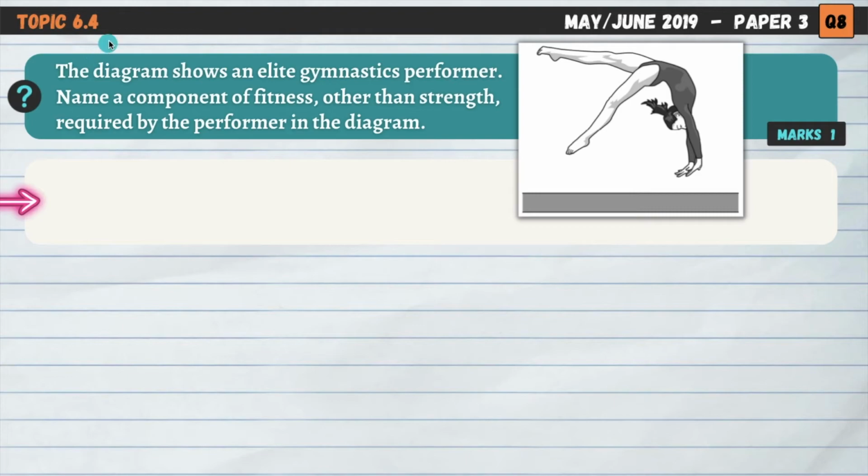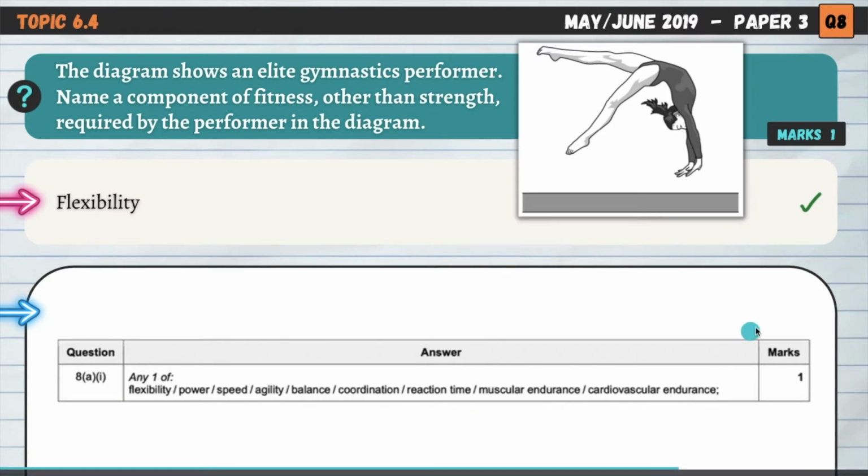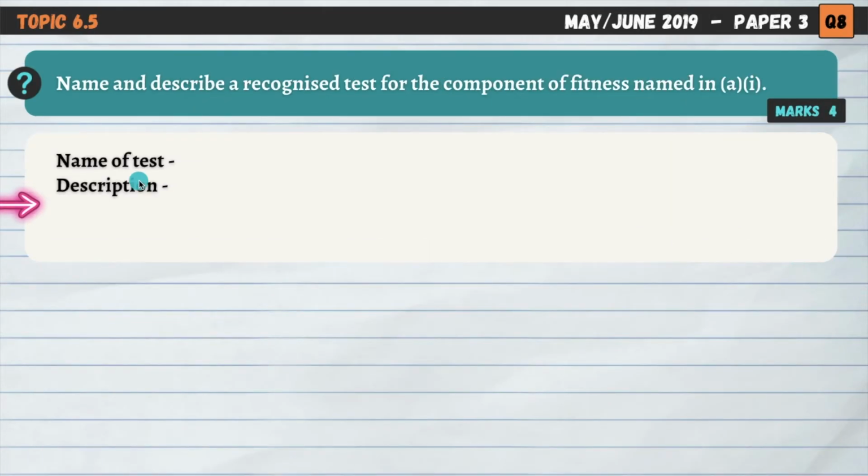Okay, next question on topic 6.4. The diagram shows an elite gymnastics performer. Name a component of fitness other than strength required by the performer in the diagram. Only worth 1 mark. We need to name a component of fitness, so a really simple question. Any component that is required by a gymnast. I've gone for a nice obvious one, flexibility, but you would have got a mark for naming any component of fitness, because of course we can justify the importance of any of these for a gymnast. It all comes down to how we justify our response.